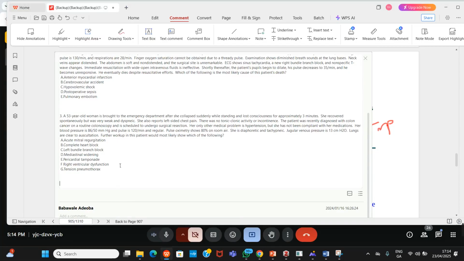Which of the following is the most likely cause of the patient's death? Anybody? Pulmonary embolism. So, what do you want to do for this patient? This is massive pulmonary embolism. You want to embolize? You want to what? Thrombolysis. Not embolize. We want to thrombolyze the patient.